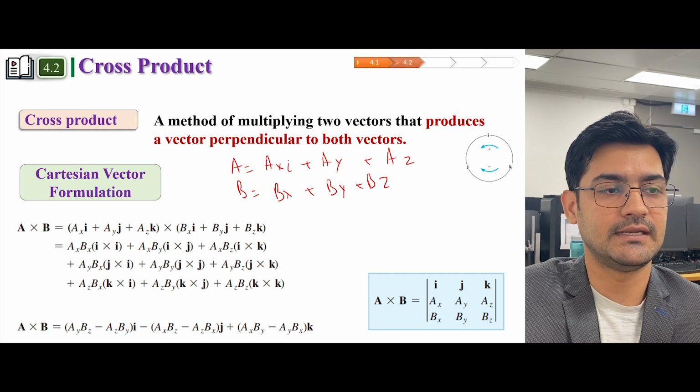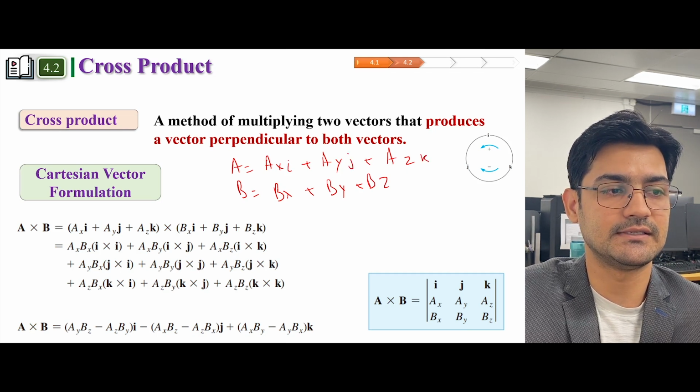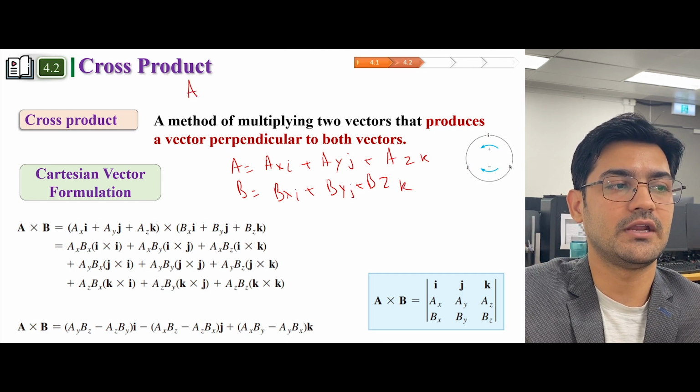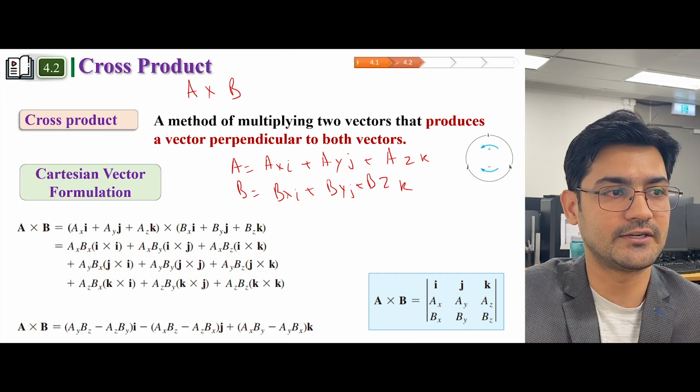And it's in the x-axis, so it would be i, in the y-axis j, and in the z-axis k. Now what is cross product? In cross product we do the cross product of two vectors. Now we're going to do the cross product of these two vectors.